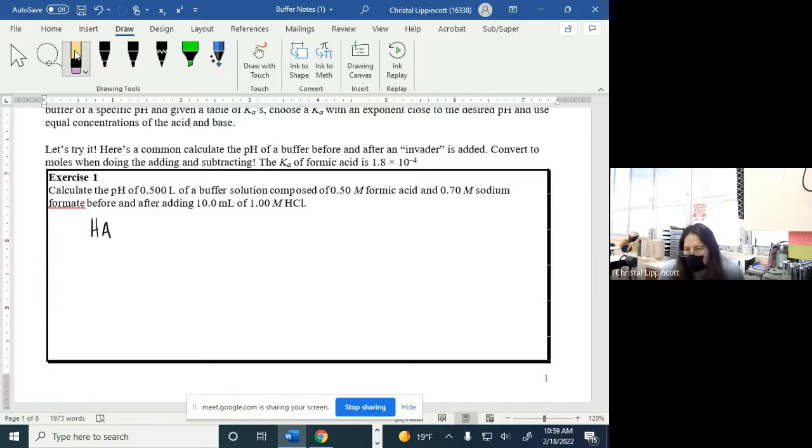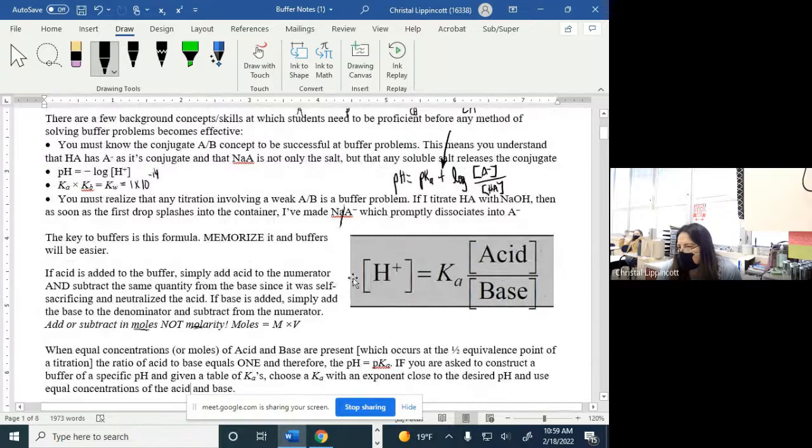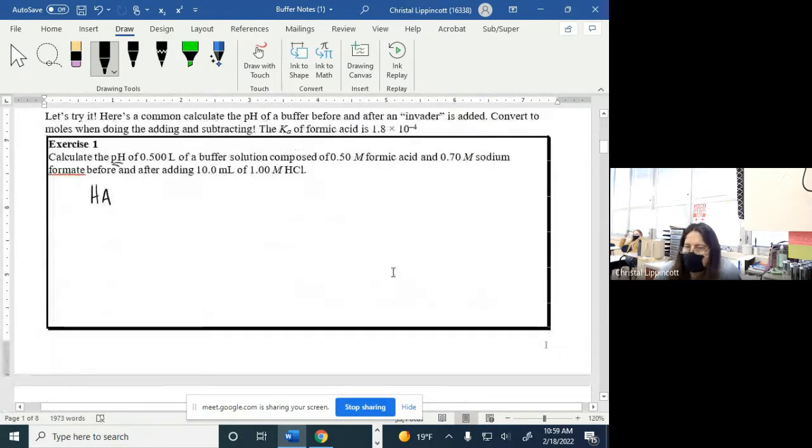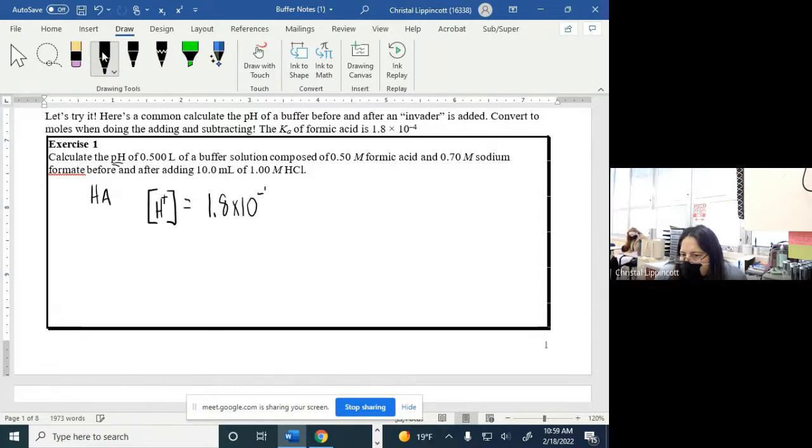We have our H plus. We're trying to figure out pH, right? So if we're trying to figure out pH, what part of this are we solving for? Yeah, right here. We're solving for that concentration. H plus is what I'm solving for. That's going to equal my Ka, and I gave you the Ka right here. So my Ka is right there. That's 1.8 times 10 to the minus 4. Then I have to figure out which one of these is my acid and which one is my base.